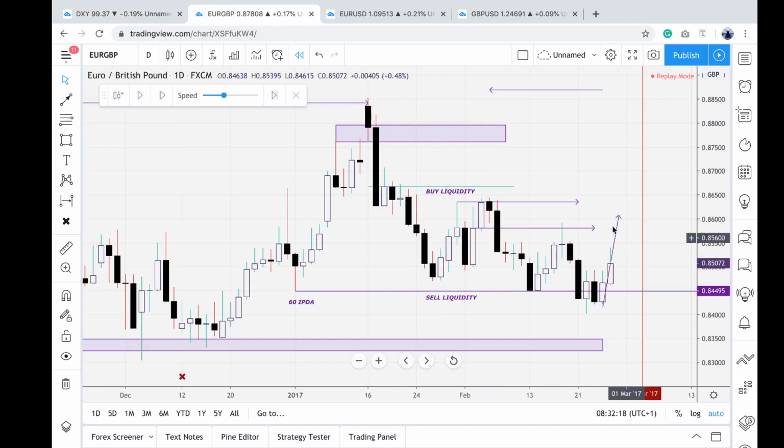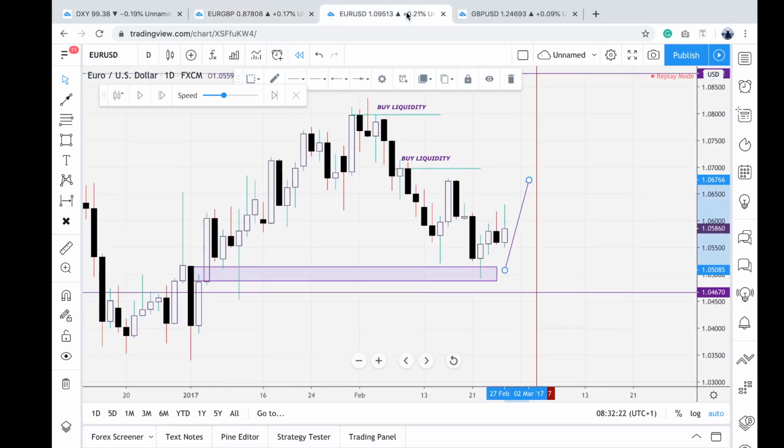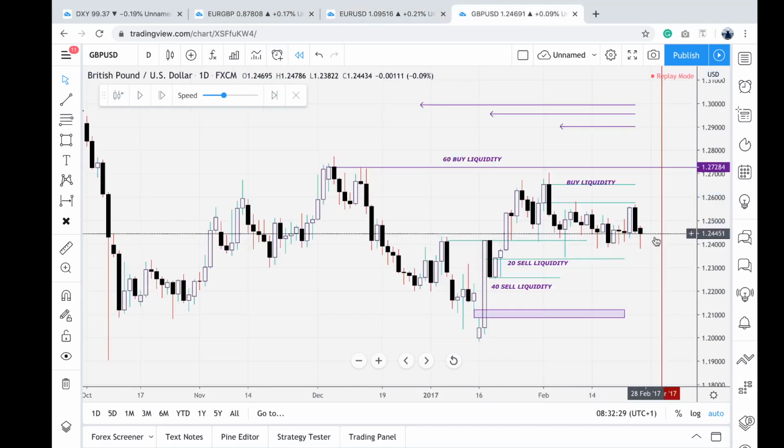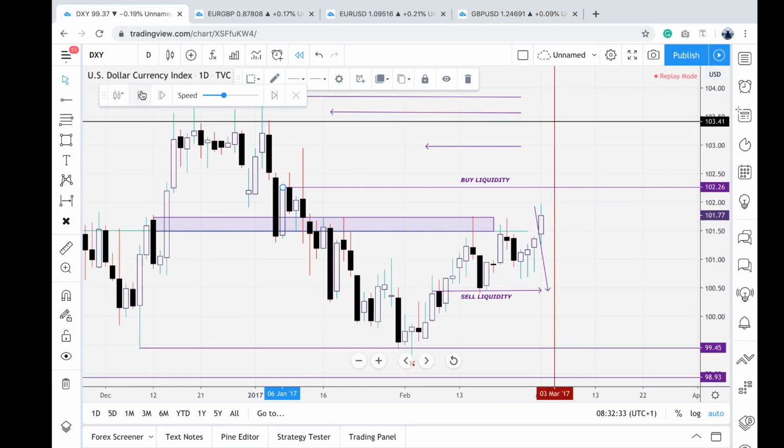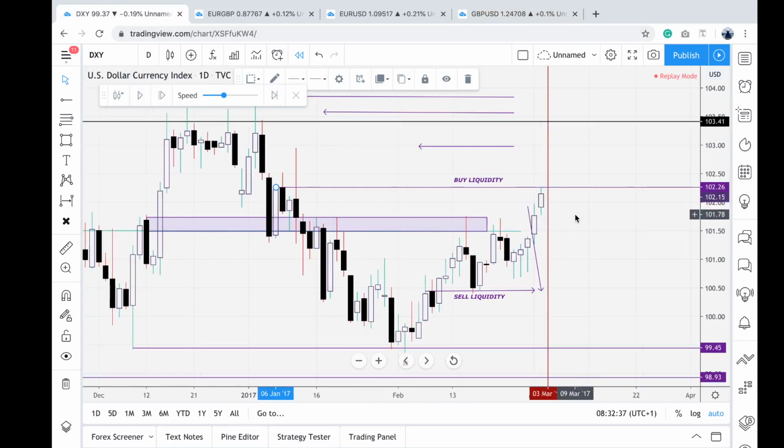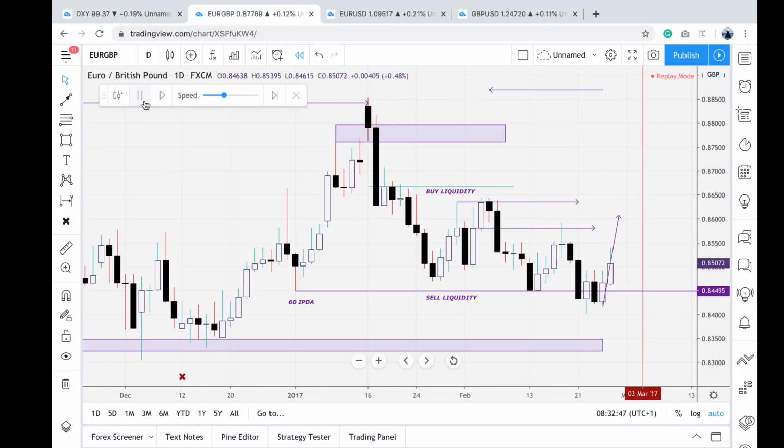And then euro pound, I'm still looking for euro pound to trade higher. And for euro dollar, I want to see euro dollar trade higher into buy side liquidity. I still think we could be in a range with pound dollar. So let's see what DXY does. All right, so DXY basically trades up into buy liquidity on the upside. No big deal. No real movement in price. Euro dollar, that's what euro dollar actually does.